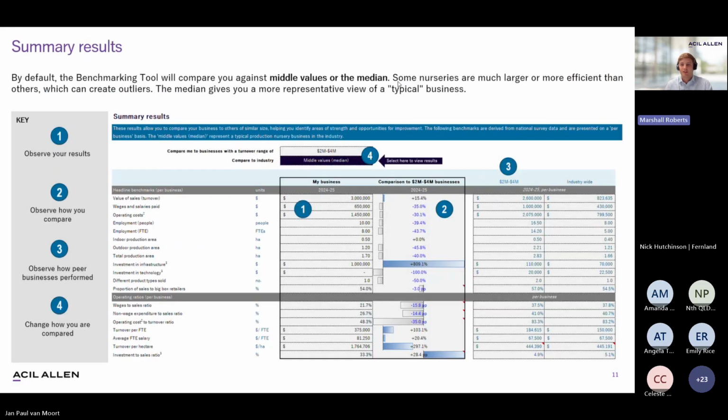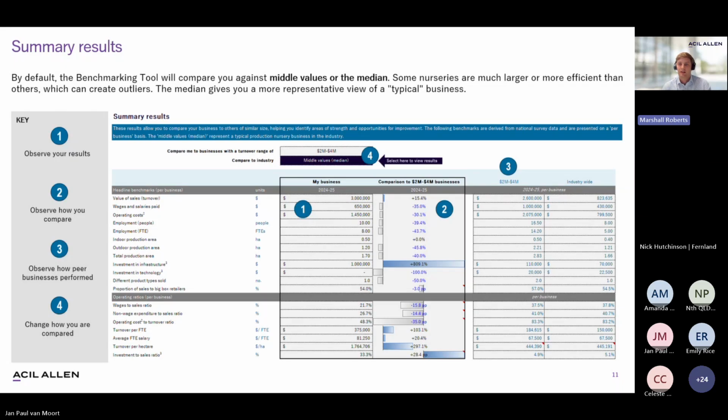So excuse the level of detail on this page, but just referring to a few key areas. Item 1 on the summary results page, that's essentially your data. And this is split into headline benchmarks, but also operating ratios down below, which are calculated using your data. At item 2, the benchmarking tool compares how much you differ from your peers, and this is presented as a percentage based difference.